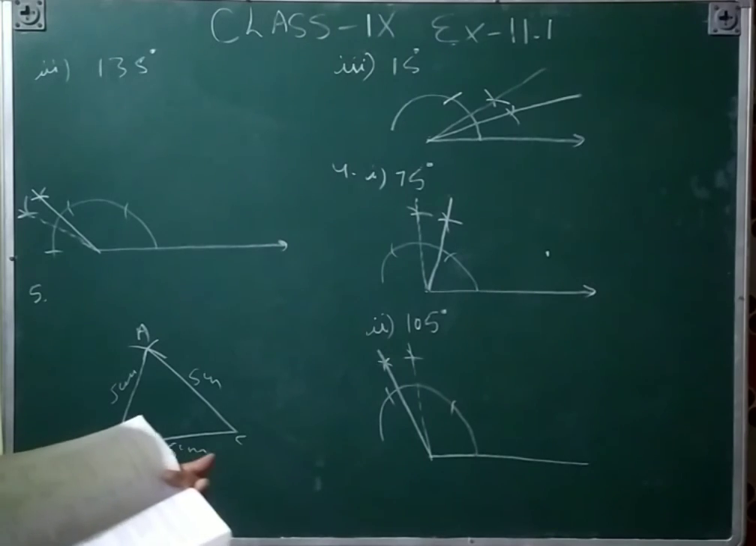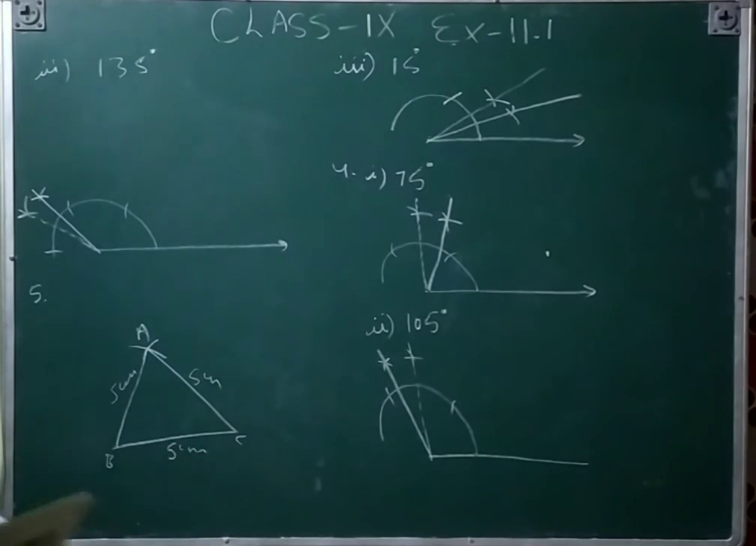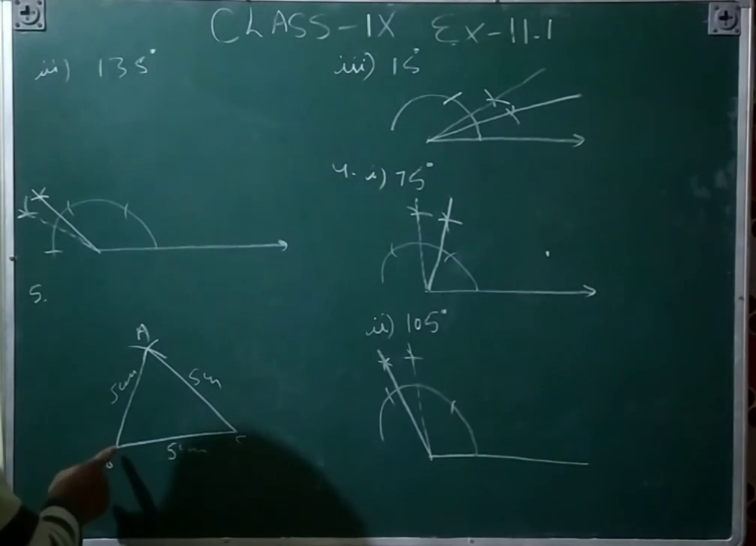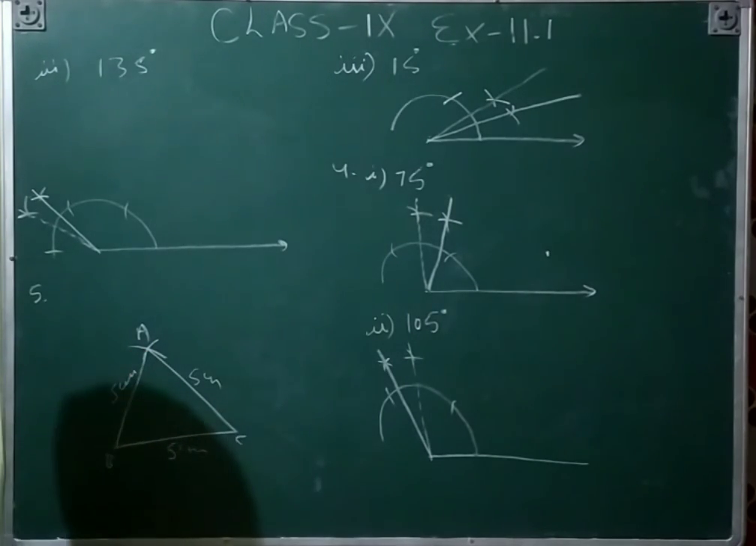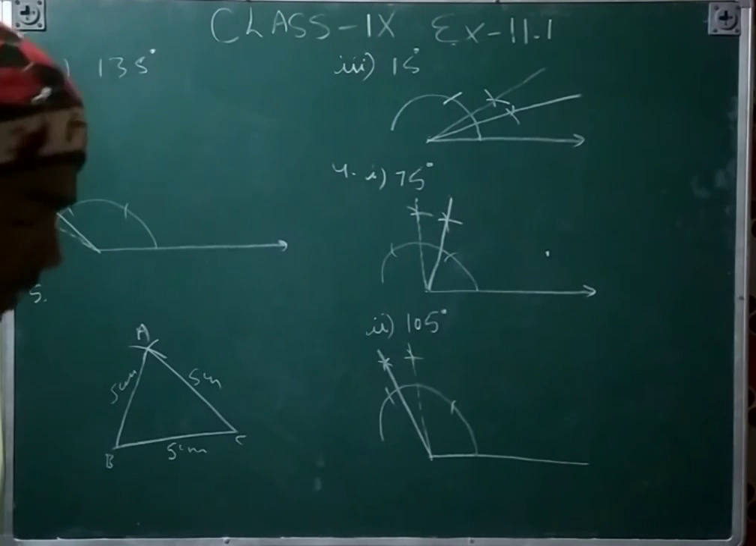And then justify the construction. Now you measure this side, this side, this side; all sides will be 5 centimeters. Okay.